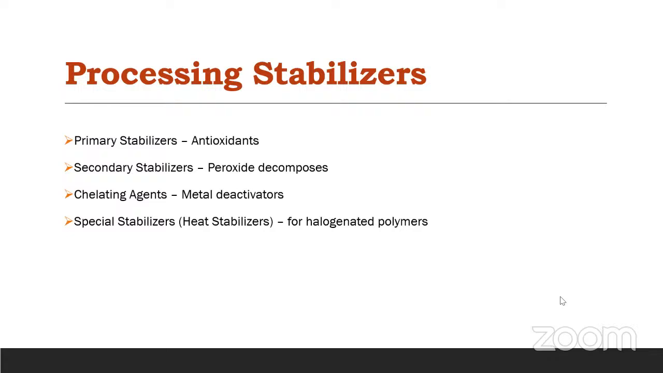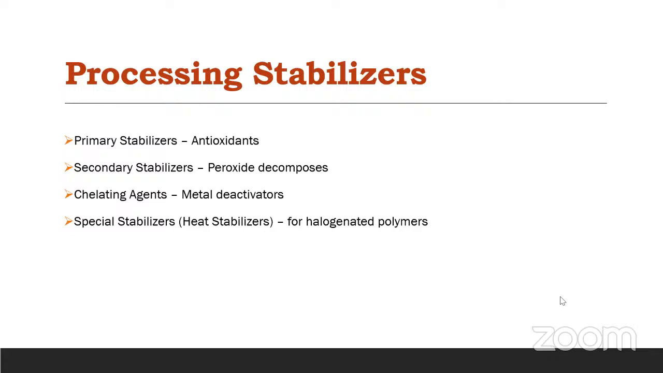Now, when you talk about secondary stabilizers, they help break down the harmful peroxides. Harmful peroxides are molecules which have a peroxide group, HOO group, in them. This peroxide group is again a reactive one, so it degrades the polymer.